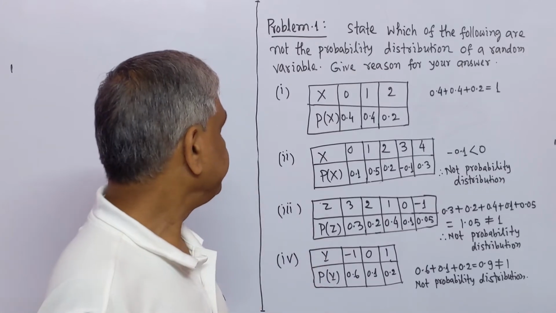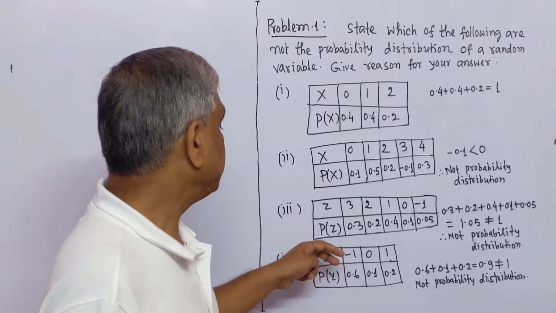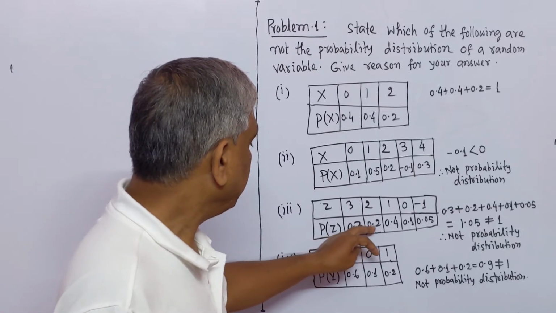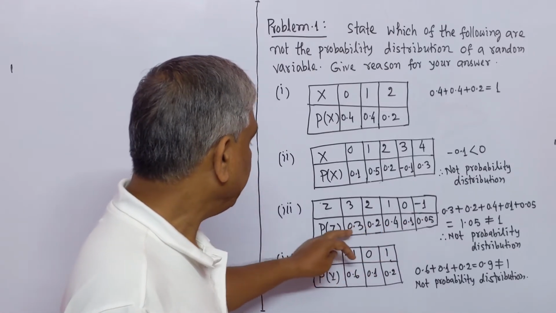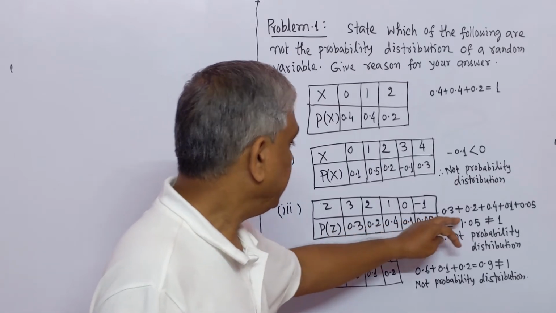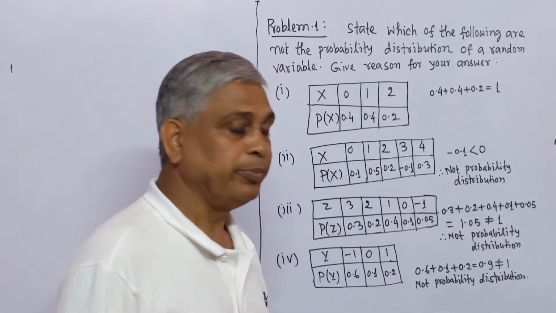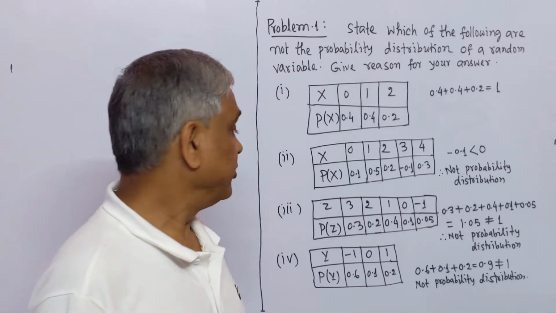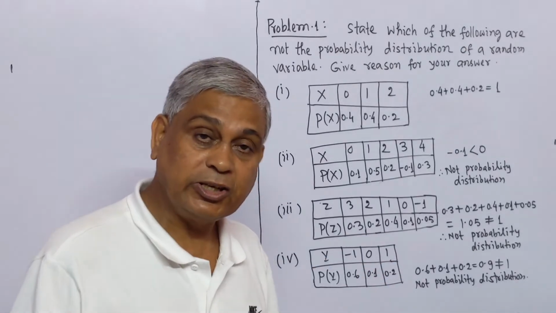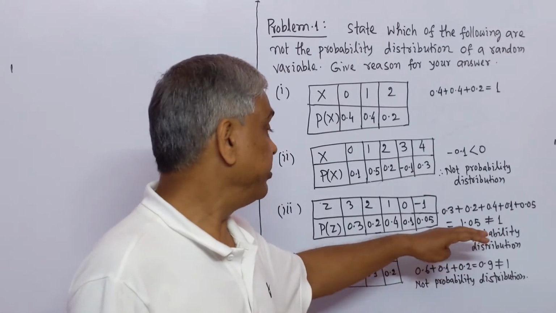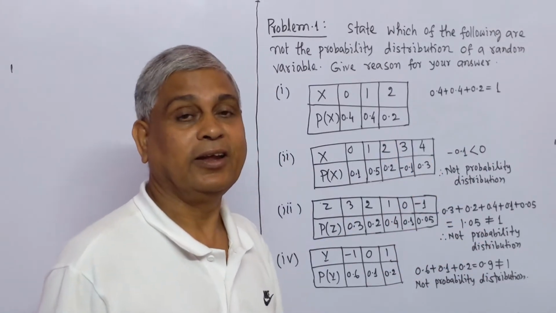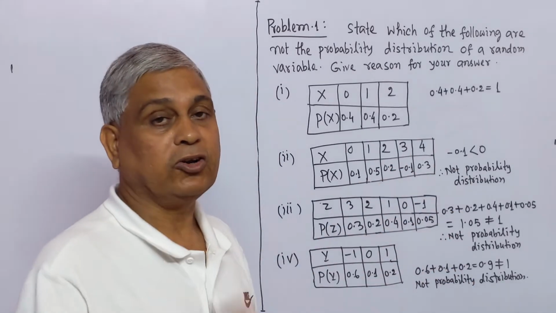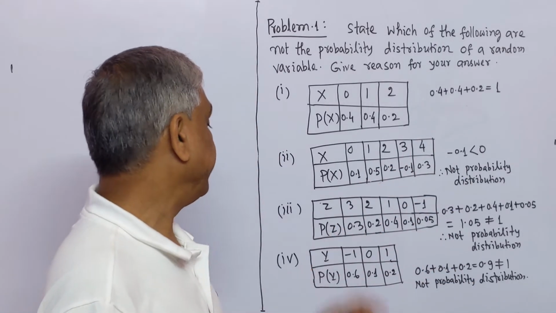Number 3. Here we see that if we add the probabilities, we get 1.05, which is not equal to 1. For a probability distribution, this sum must be equal to 1. So this is not the probability distribution of random variable z.